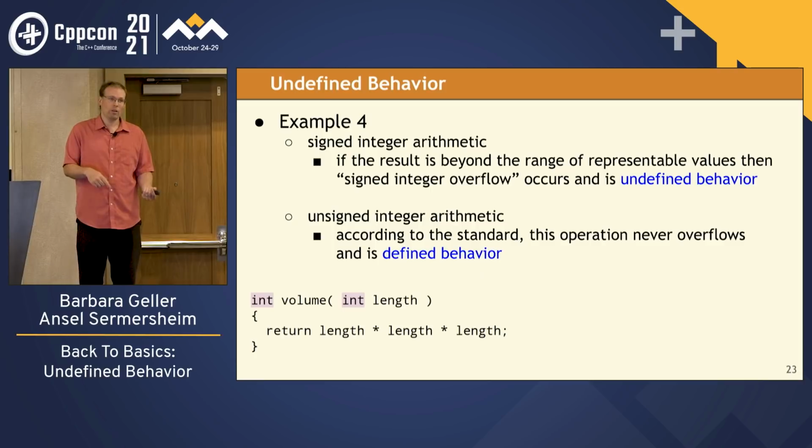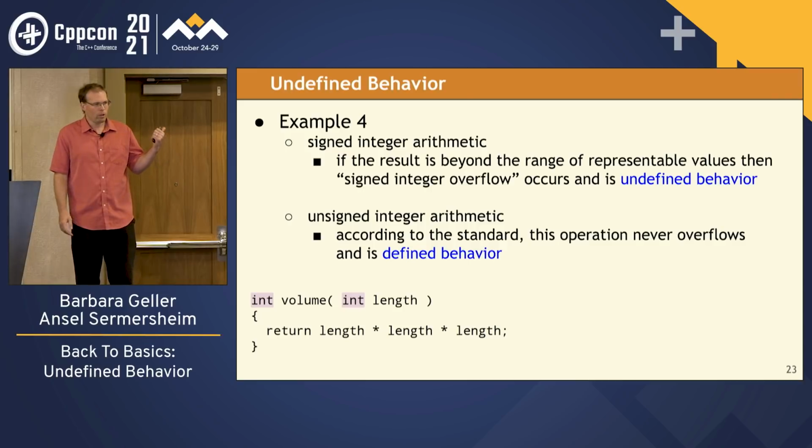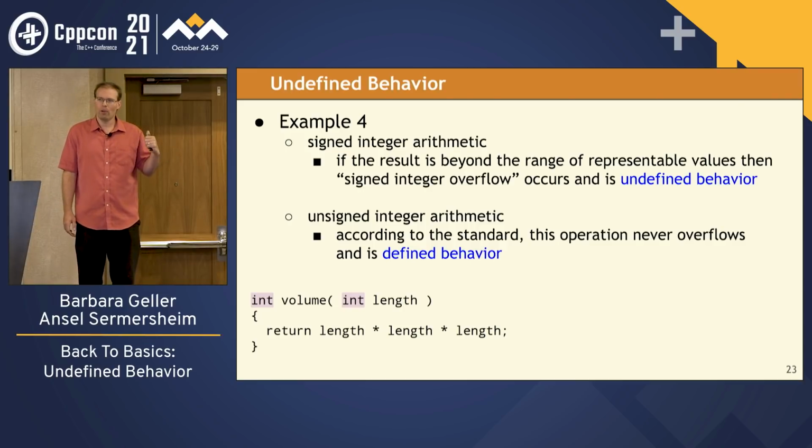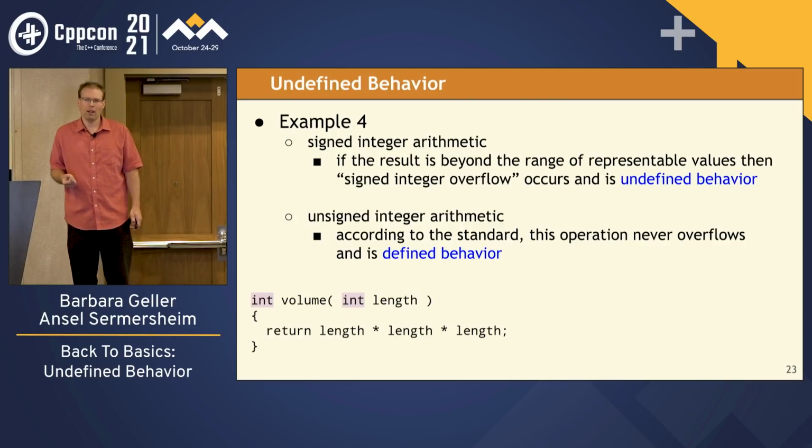Now, unsigned integer arithmetic doesn't overflow according to the standard. It's never undefined behavior. So if we were to change the parameter and the return type to unsigned int, all of the undefined behavior would be gone in this function. If it's outside the range that's representable, you'll still get an answer that isn't mathematically correct because the value wrapped around to a smaller number, but you won't have any undefined behavior in your code.